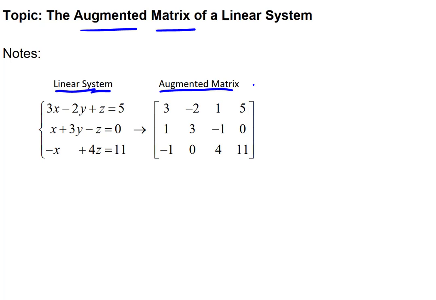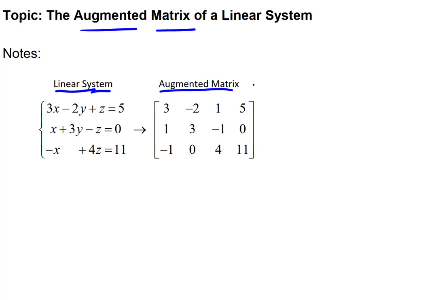To define an augmented matrix of a system, let's consider the following system. We have three equations. The first equation is 3x minus 2y plus z equals 5. The second equation is x plus 3y minus z equals 0. And the third equation is negative x plus 4z equals 11.